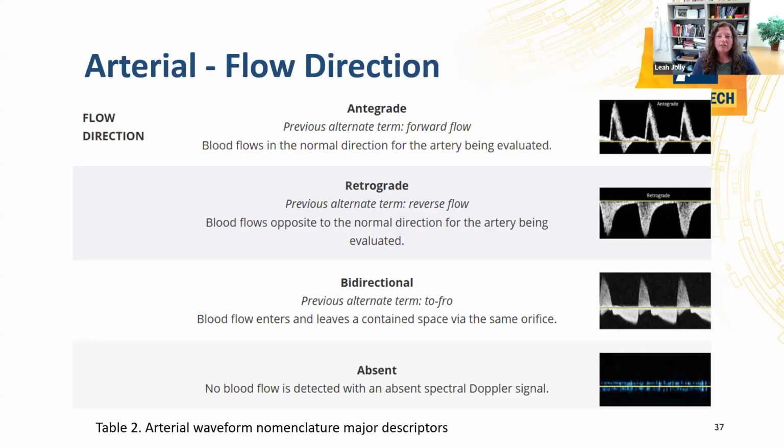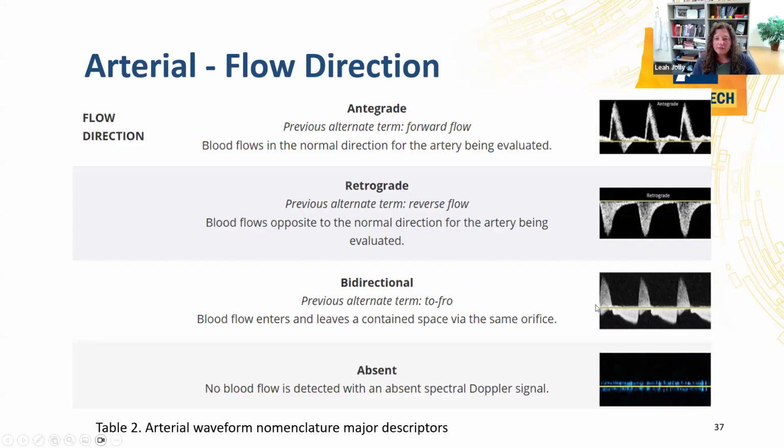So arterial flow direction, here are the terms that we will use. Number one is antegrade. This is forward flow. Flow is going in the normal direction we expect. And we will demonstrate that in the arteries as flow above baseline. If flow is going backwards, we call that retrograde. And in the arteries, we want to show retrograde flow going below baseline, because then we are trying to make it obvious that this flow is going the same way as the veins, and it is not normal.